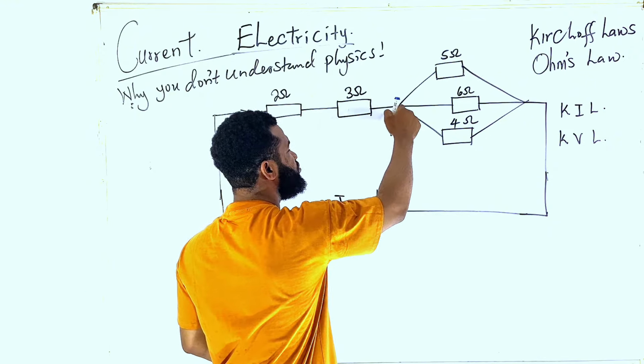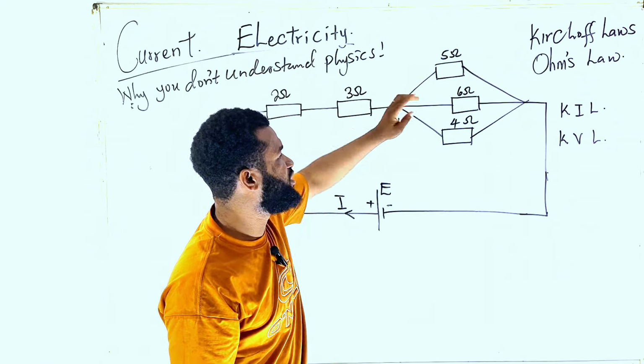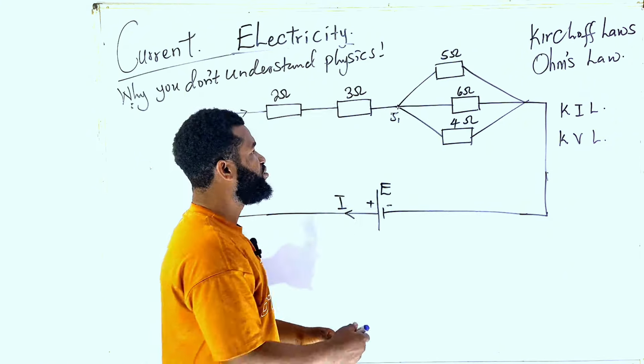I told you they move like human beings or like water. Whenever water sees any path, water will flow. Or human beings, when they get to this point, 1, 2, 3, some will follow here, some will follow this side, some will follow this side. The same thing happens to water. When they get to this point, some current will move in this direction. Let me call it I1. Some will move in this direction. Let me call it I2. And some will move in this direction. Let me call it I3.